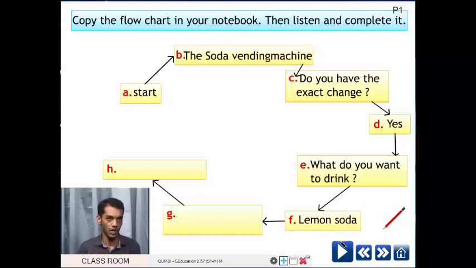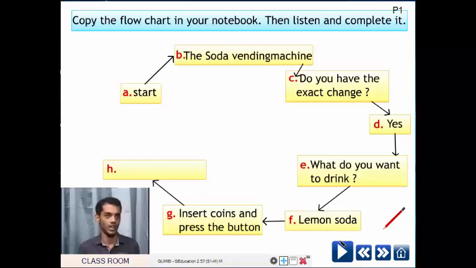If you want to drink lemon soda, what do you do? So we have to insert coins and then press the button. Yes, you are absolutely right. Insert the coins and press the button. Now you have inserted the coins and pressed the button. Then children, what do you get from the soda vending machine? Lemon soda.